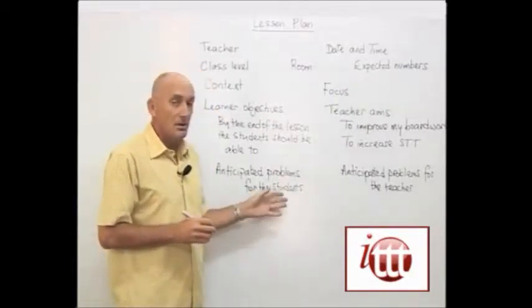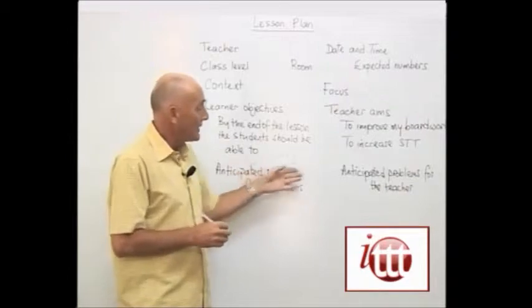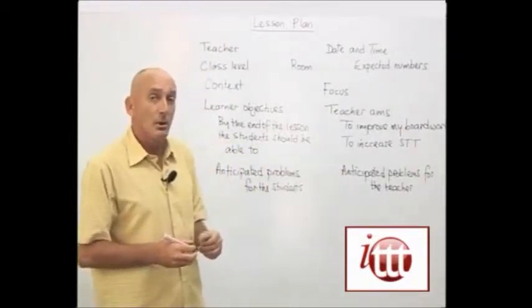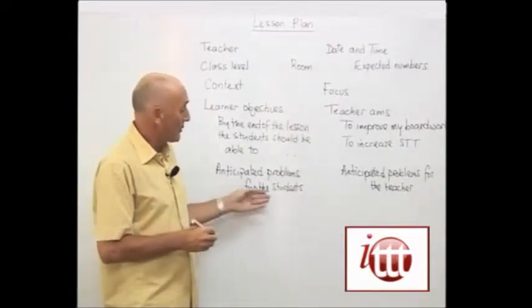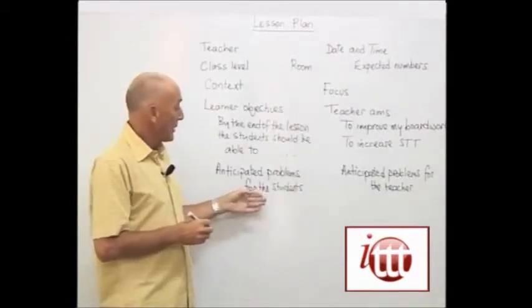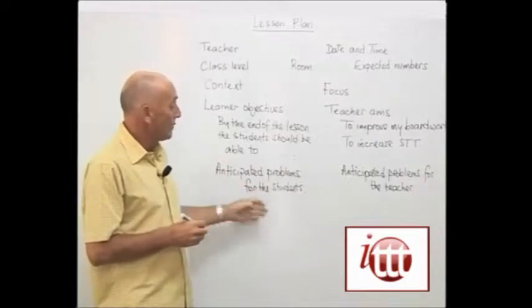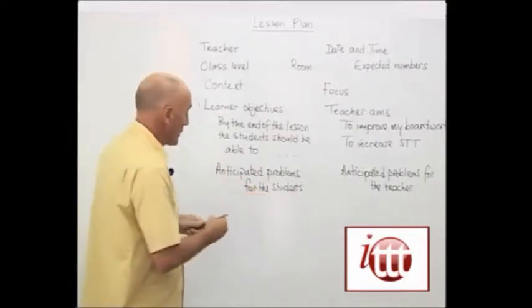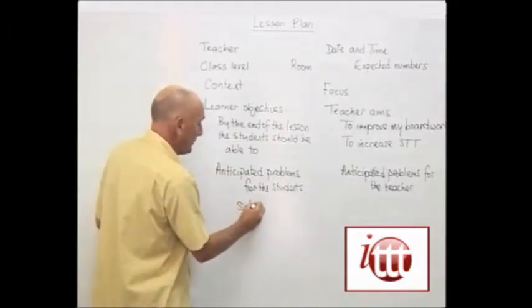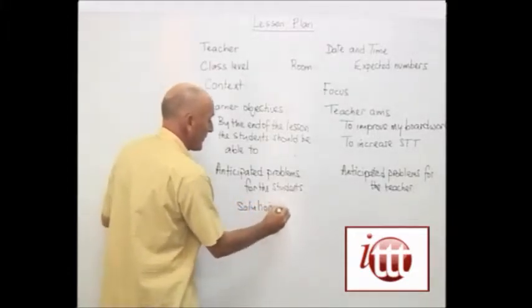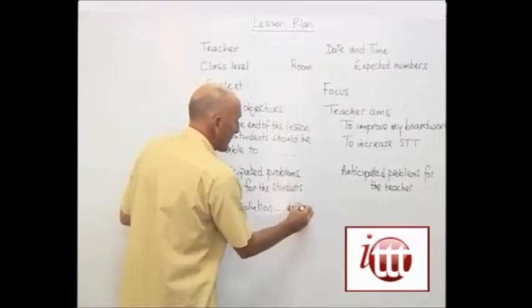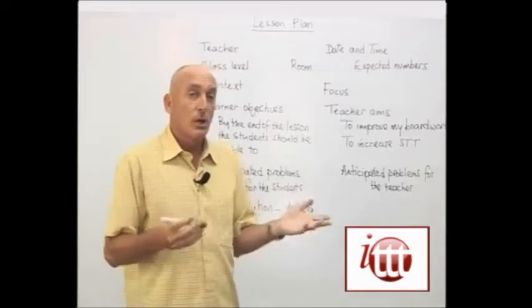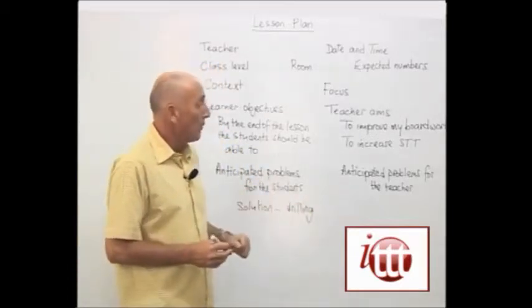Now, because this is part of the planning process, if we've anticipated problems, then it's fairly reasonable to assume that we thought about what we can do if those problems do occur. So one of the examples we had here was that we were anticipating problems with their pronunciation. So a solution to that problem would be to do some form of drilling to help them with the pronunciation problem.